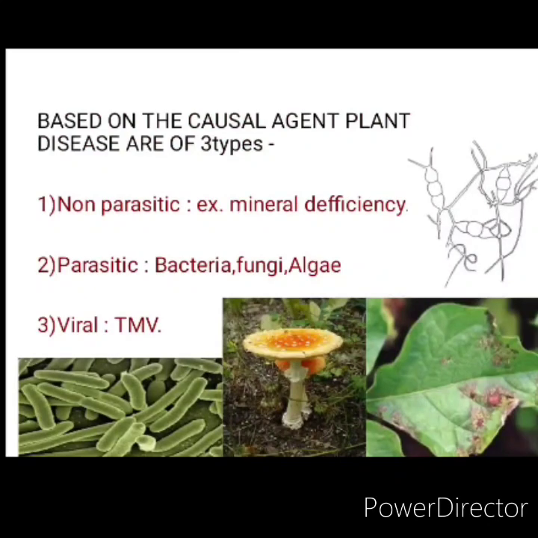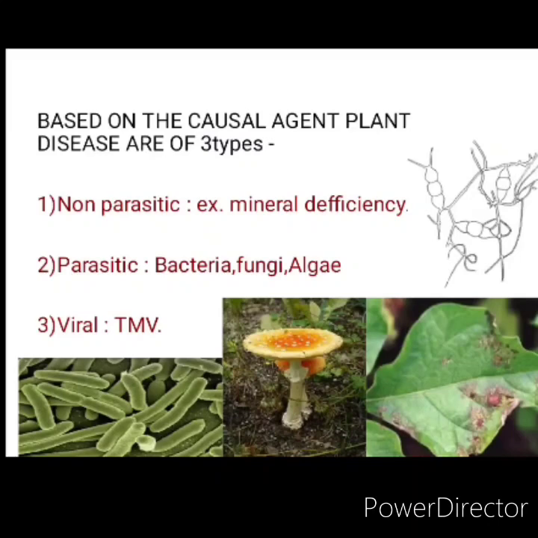Again, based on the causal agent, plant diseases are of three types. The first one is non-parasitic plant diseases. These include the diseases incited by the excesses of minerals and also the deficiency of minerals, low temperatures, high temperatures, unfavorable oxygen relations, unfavorable soil conditions, etc. The second one is the parasitic plant diseases.